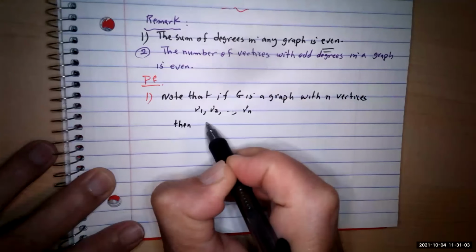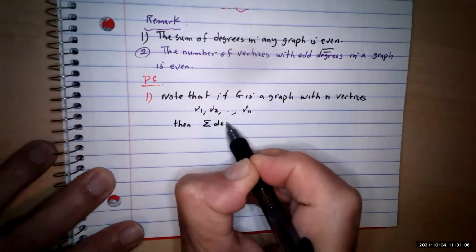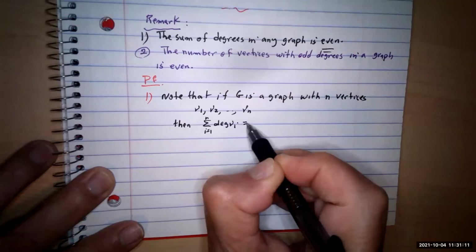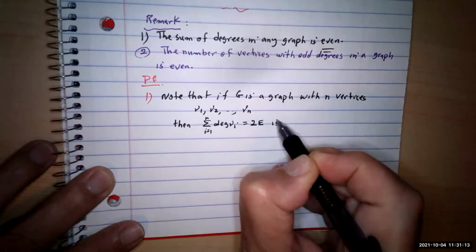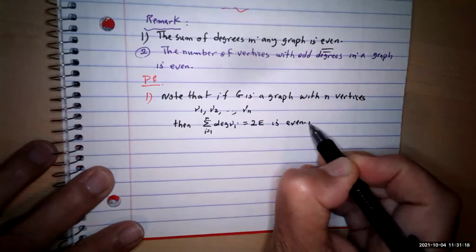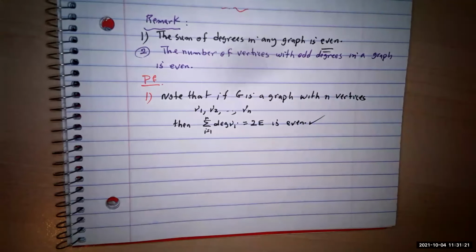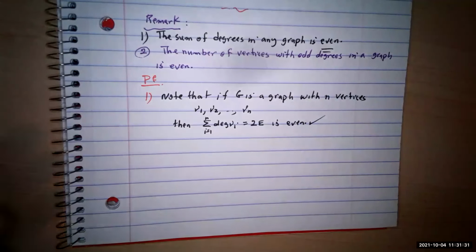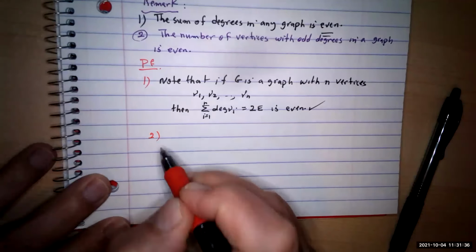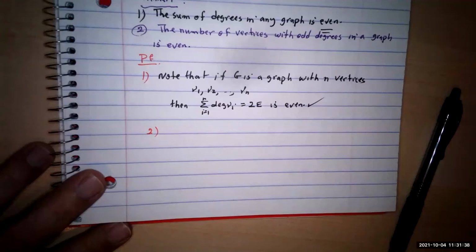Then the total number of the degrees, the sum from i equals 1 to n, is 2e. That's it. It is an even number. That's the proof of the first one. By the handshaking theorem, that is going to be the result. Any question? The second one, we have to give just a little bit more to get it.